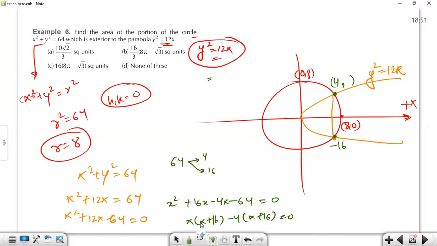y square is equal to 12x, so x is always going to be positive. The figure should be like this only, and the parabola will be intersecting this circle, x square plus y square, at 2 points only, as per our figure. Okay, so as we have this point 4, the other should be minus 4. Let's check in the solution.